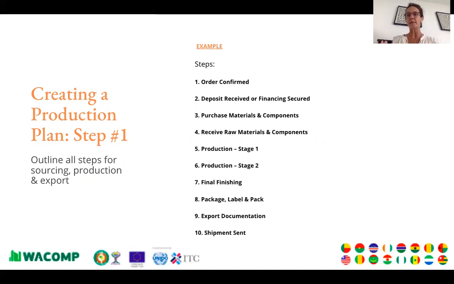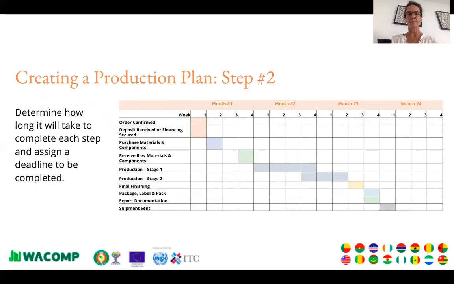And the 10th step is to actually deliver it to the shipper. So the first step, outline all these steps. The second step in creating a production plan is you take those steps and you determine how long it will take to complete each step, right? And you assign a deadline to be completed for each step in the production.